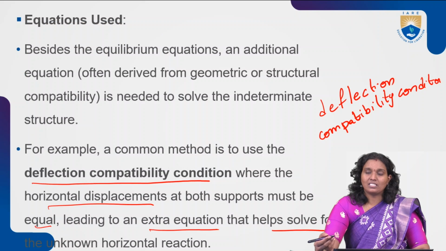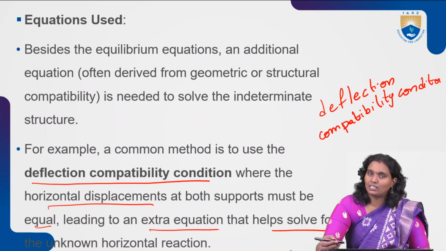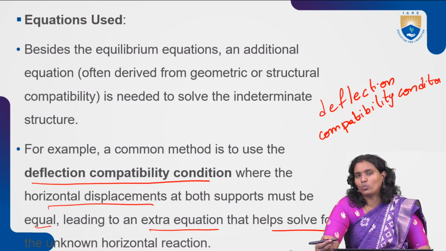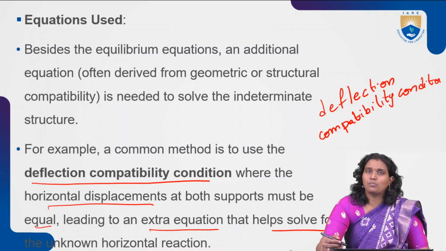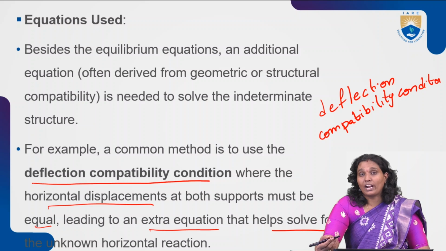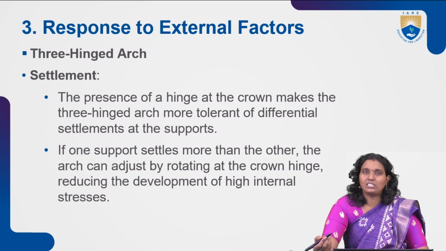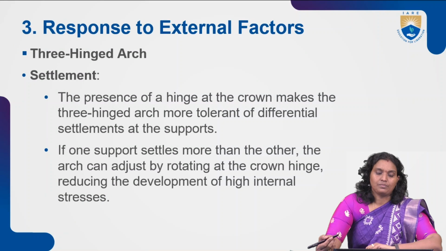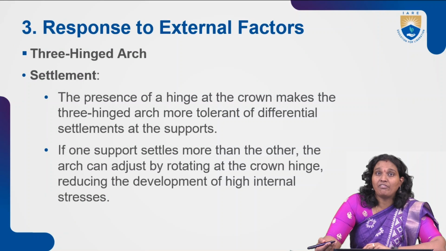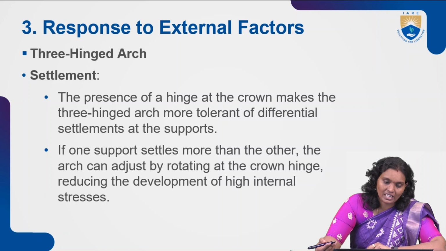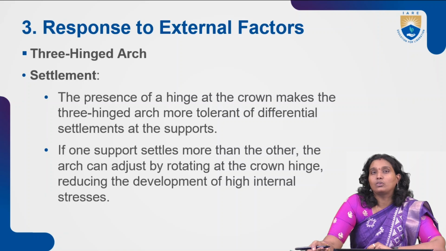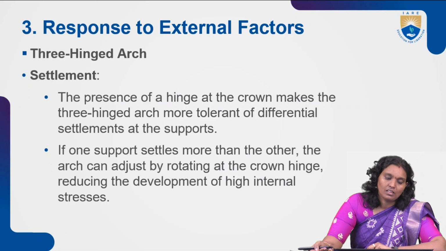Like this, from a structural characteristic point of view, we have different parameters for understanding the comparison between two and three-hinged arches. From the analysis point of view, because of the straightforwardness, three-hinged arches are easy to analyze when compared to two-hinged arches, which are a little harder. One more parameter is how the three-hinged and two-hinged arches respond to external factors. Here, the first parameter is settlement.